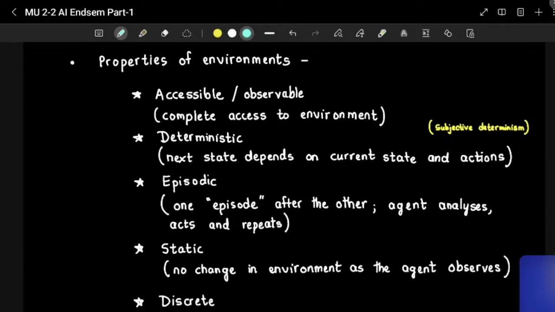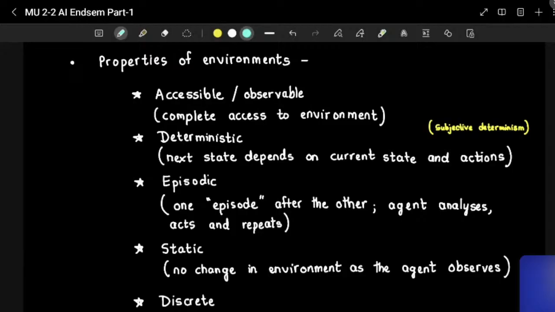Properties of environments. So accessible, observable. Now it's all simple English, so you will be able to understand. Complete access to the environment. If an agent is able to get every single piece of information from the environment, then the environment is accessible or observable. If it is unable to get it, then it's not accessible.